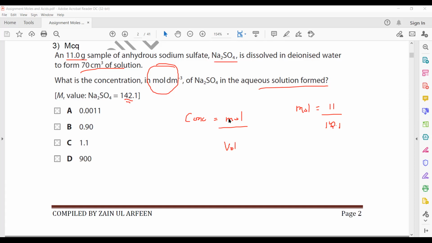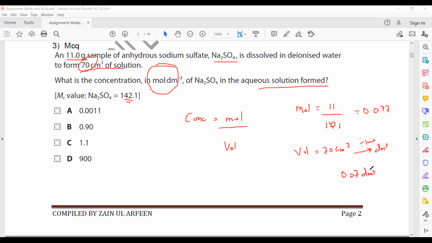Yes, Abdullah and Saleh. 11 divided by 142 gives 0.077. So moles here are equal to 0.077. And about the volume, as the volume is given in 70 cm cube, we have to convert the volume in cm cube into dm cube. When we want to convert cm cube into dm cube, we divide by 1000. So it should be 70 divided by 1000, which equals 0.07 dm cube.